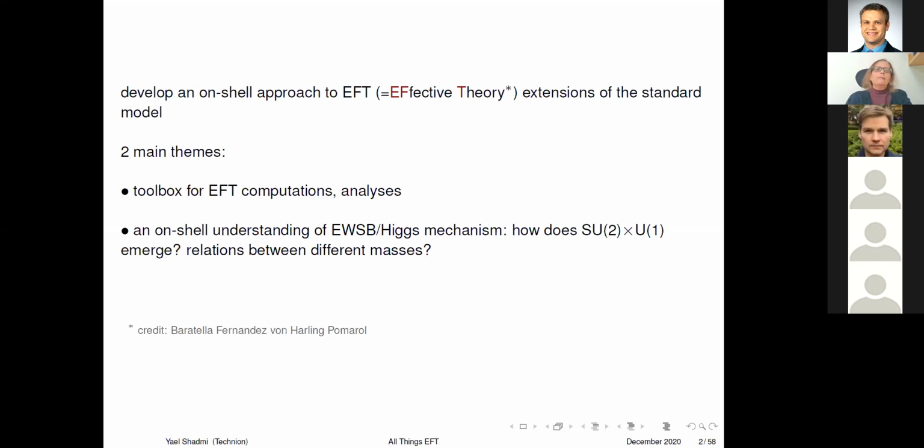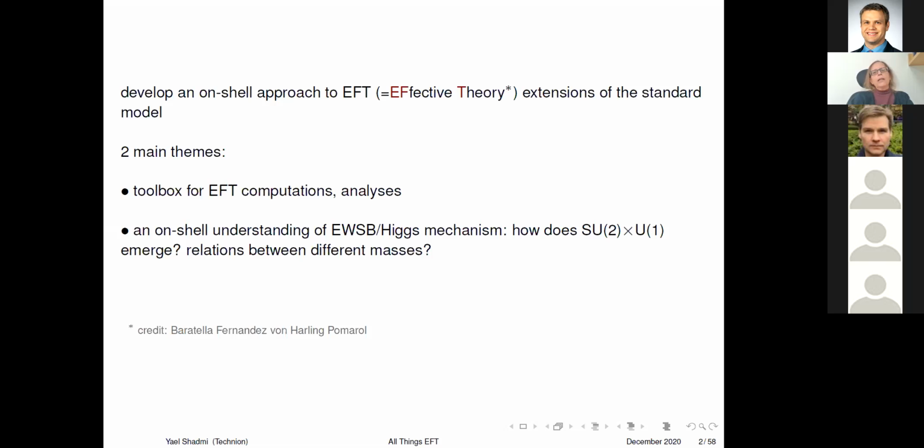Okay, so the main idea here is to develop an on-shell approach to EFTs. And I was very happy to have this spelling out of the acronym, because I was really trying to get rid of the field theory here. So this effective theory is due to these guys in a recent paper. And so we want an on-shell approach to EFT extensions of the standard model.